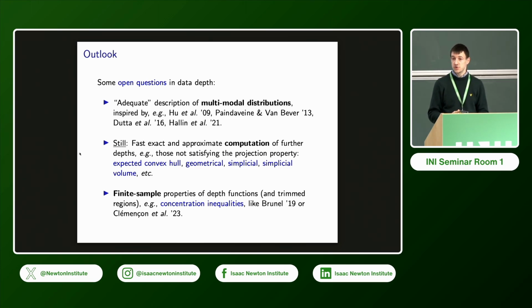Still computational challenge for other depths. So for projection depths satisfying weak projection properties more or less resolved in some way, but for other depths, we actually still don't know what to do. And on theoretical side, the finite sample properties, something like, for example, concentration inequalities, convergence rates, this is something which still is much open question to many of depths. Why? Because they are non-parametric. Usually they don't assume much about the data, and it makes very difficult to derive such kind of results.